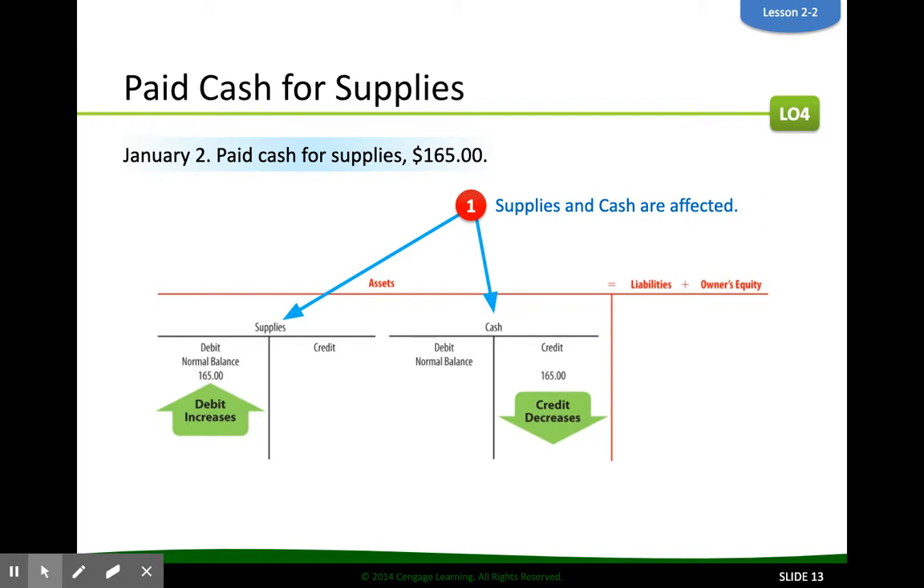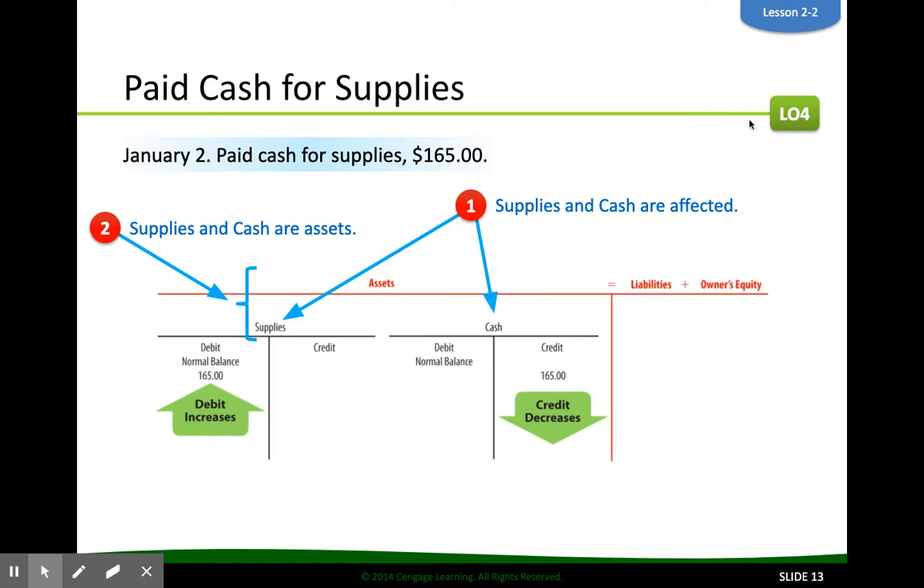Okay, we learned this last chapter. This transaction is no different from chapter 1. Now instead of plus and minus, we're doing debits and credits. That's the only difference. Okay, next question is, how are they classified? How are they classified means, are they an asset, a liability, or owner's equity? Well, we know from chapter 1 that supplies and cash are both assets.